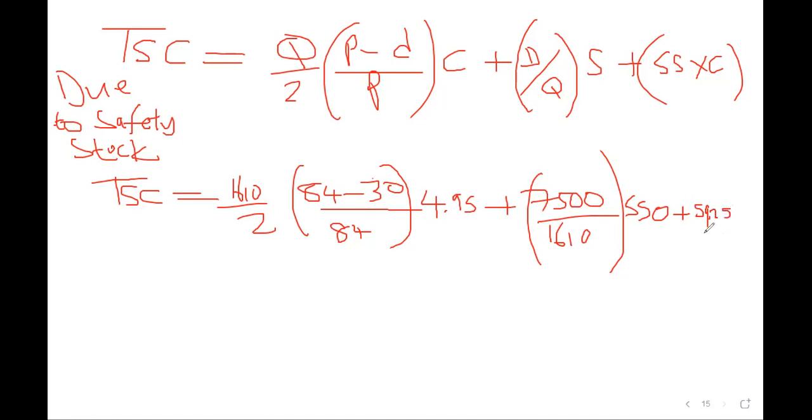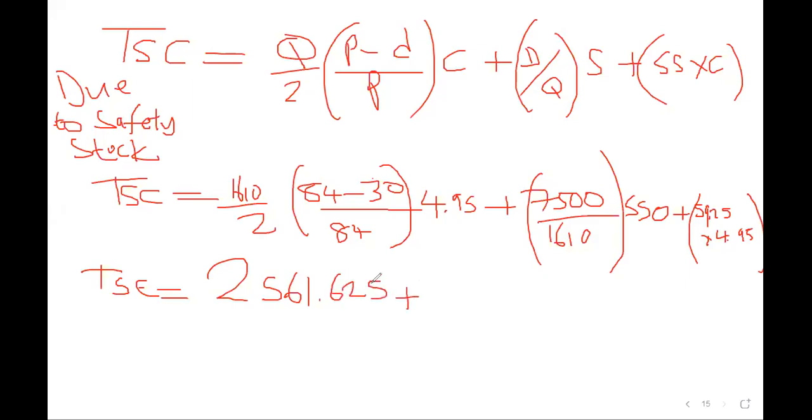Then multiplied by 4.95. So all these ones, total stocking cost, will give us 1610 divided by 2 multiplied by 54 divided by 84 times 4.95. They're giving us 2561.625, plus the 75 divided by 1610 multiplied by 550.